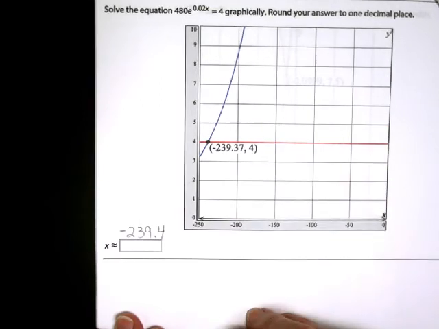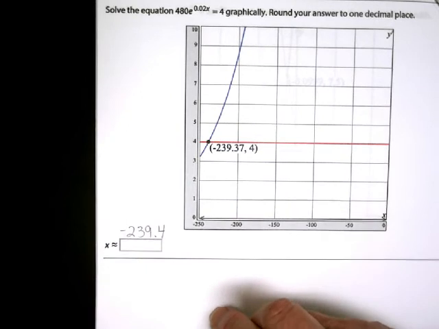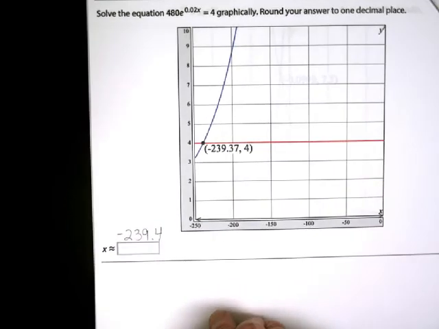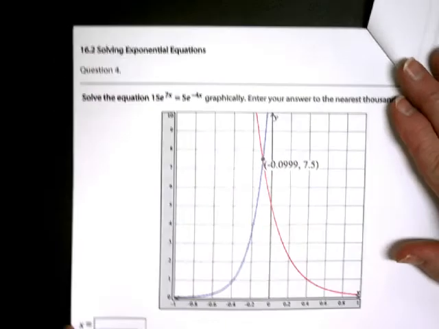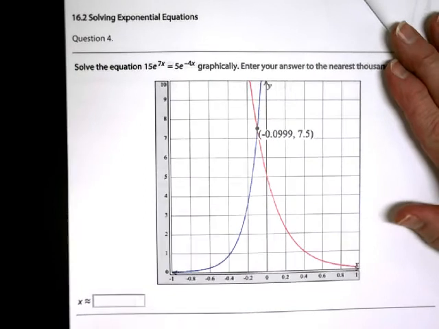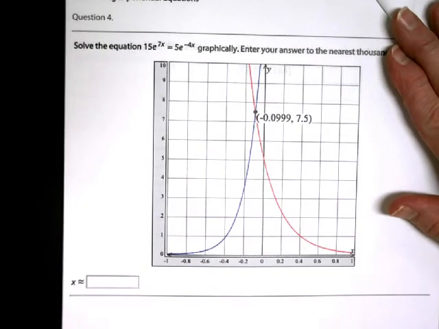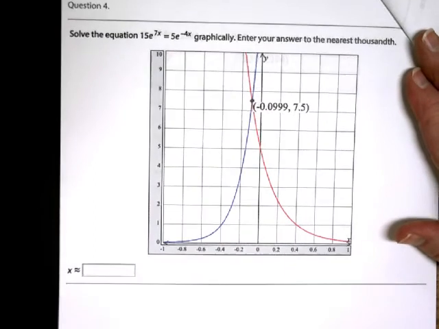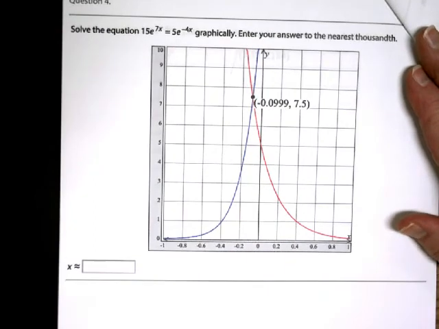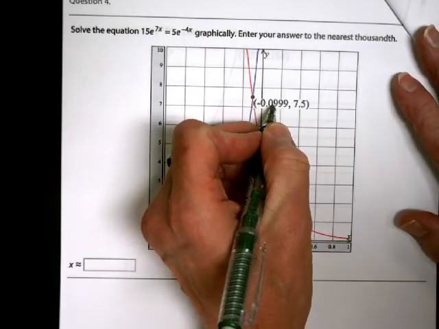So solving equations graphically isn't all bad. Not very accurate, but it's useful, and it gives you practice rounding. That doesn't hurt anybody. I didn't know rounding was such a big deal till I had to take care of life myself. All right, here's 2 equations.